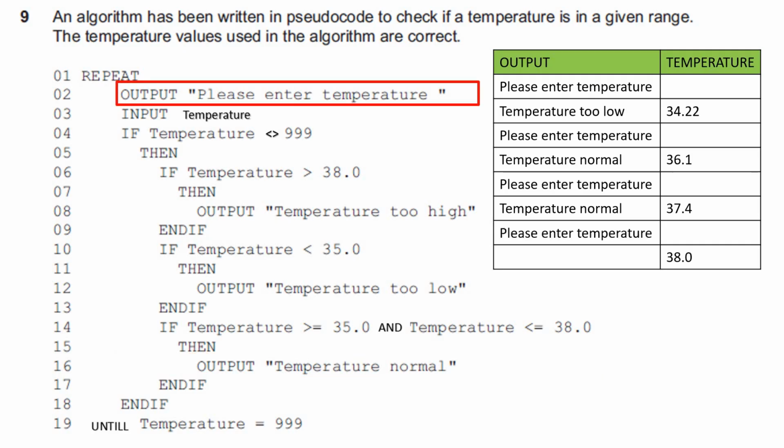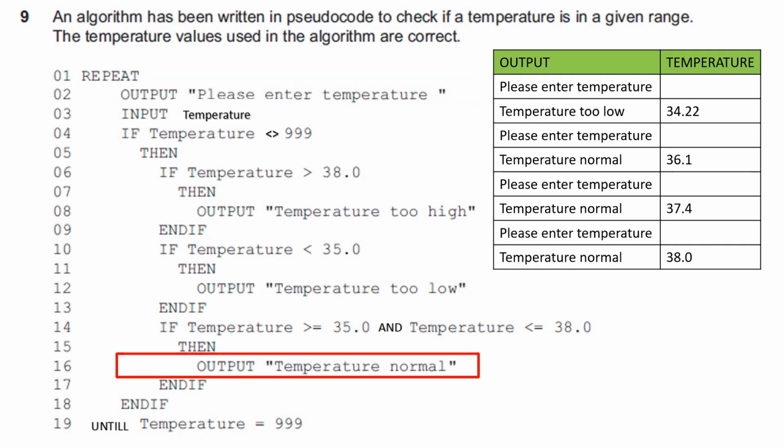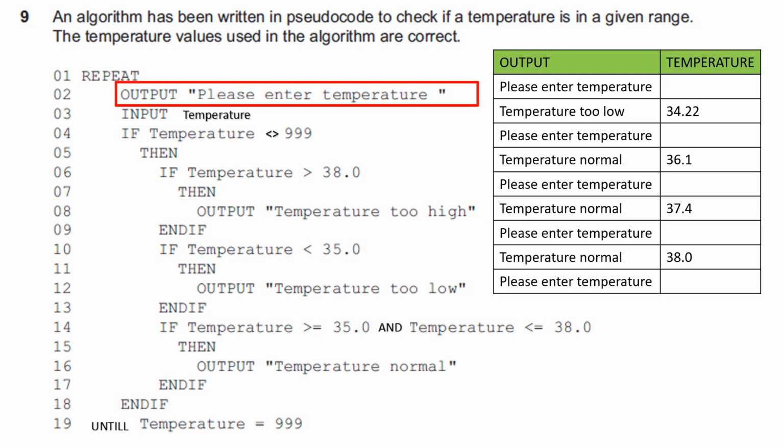Then please enter the input. Now you are going to enter 38. First it will check the first condition, like the previous two or three inputs I have shown. No, it will find where it fits. It will fit this condition: temperature is normal.